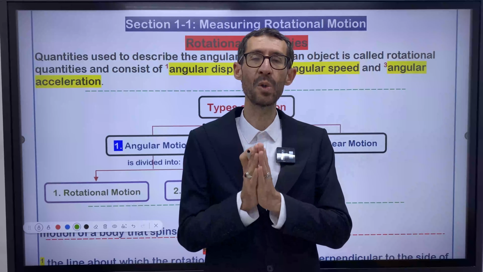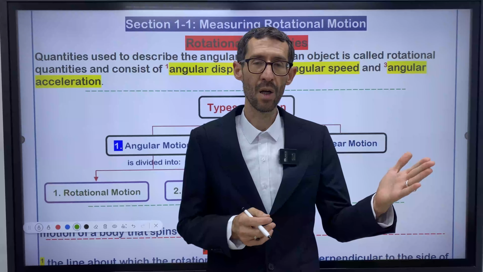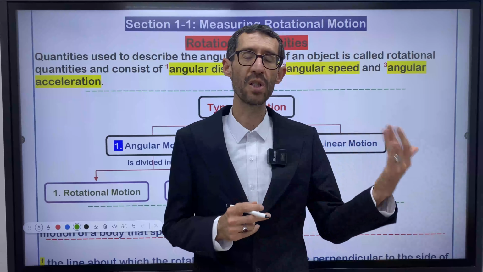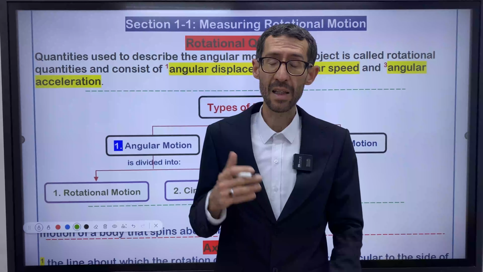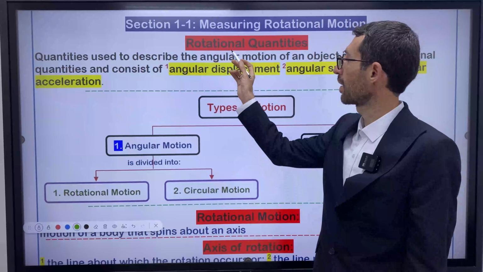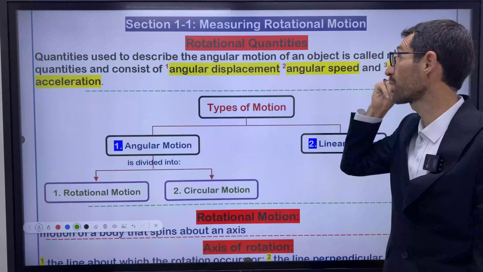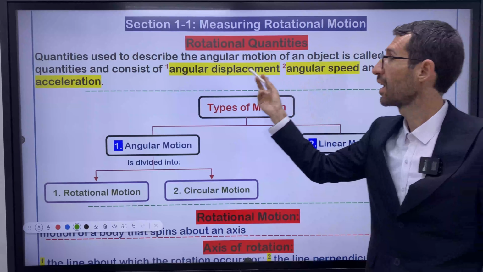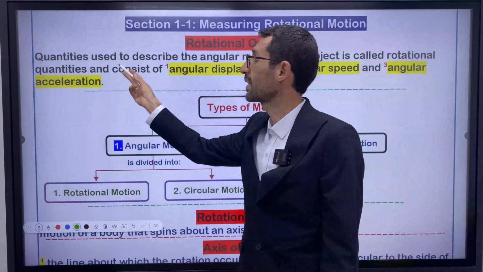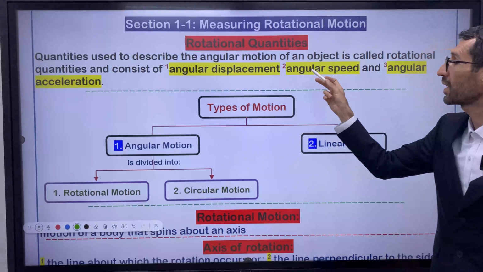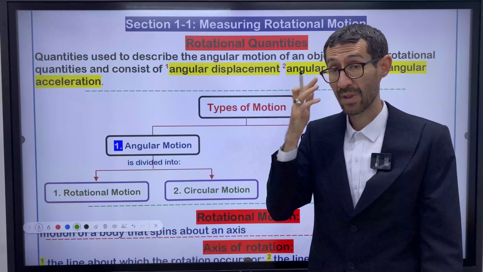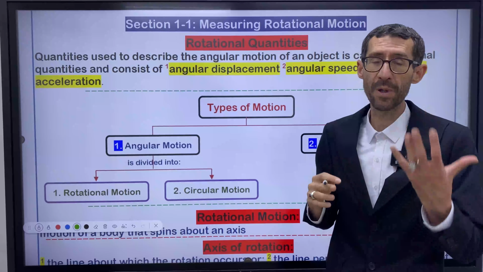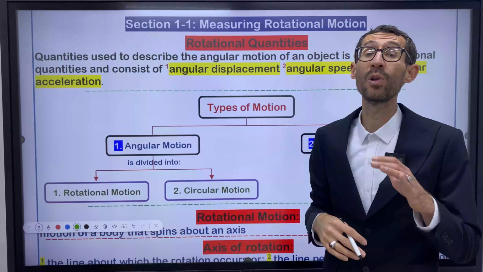That's why whenever you say rotational motion, you need to have information about rotational quantities, right? Let me read the definition for rotational quantity for you. It says, rotational quantities are quantities that are used for describing the angular motion of an object. This is called a rotational quantity. So quantities that are used for which purpose? For describing the angular motion.